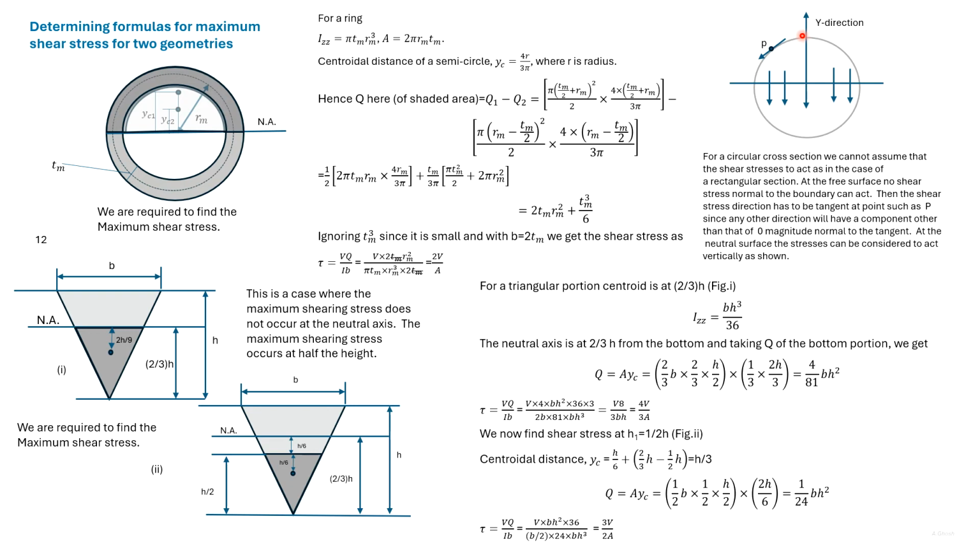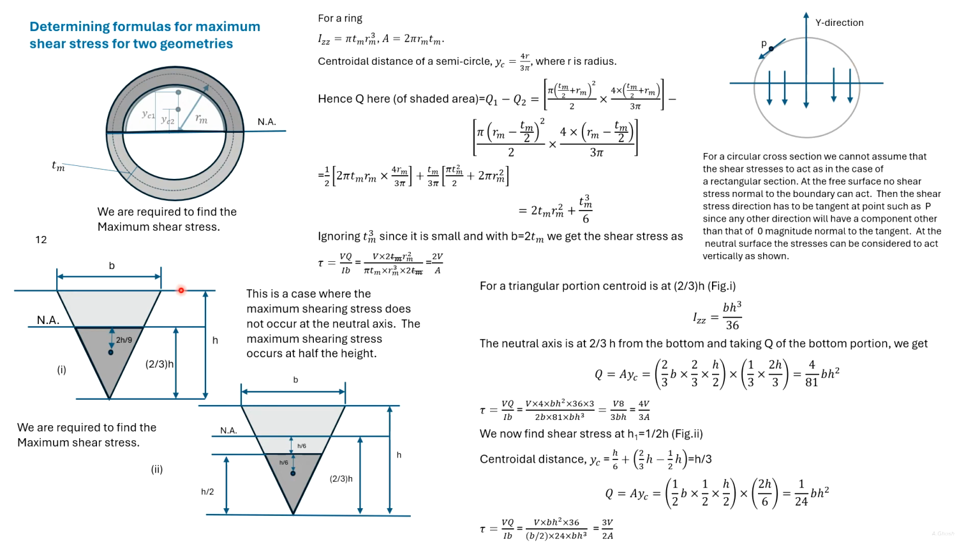For a circular portion, shear stress will not be vertical always. Consider a point P. There will be no shear stress perpendicular to the surface. So the direction of the shear stress will be along the tangent to the surface. However, at the neutral axis, shear stress can be considered to act vertically downwards.